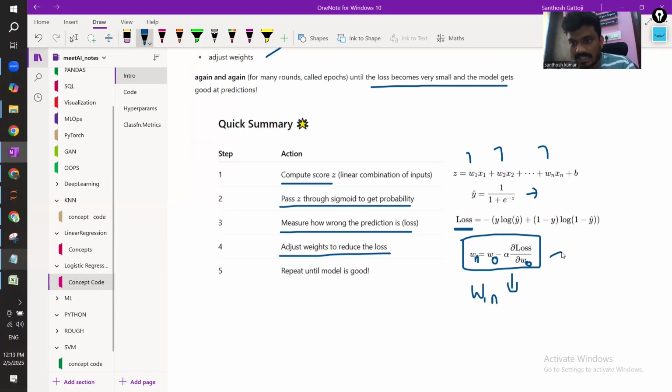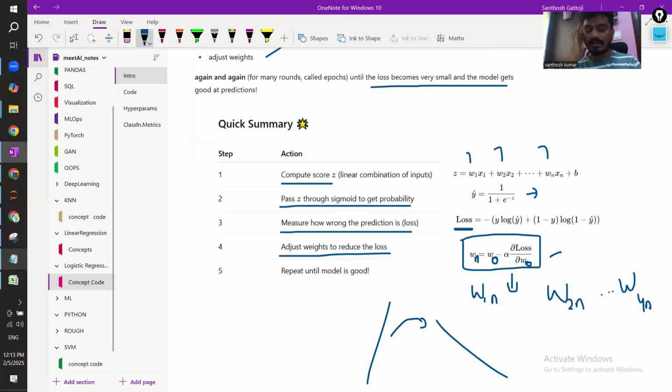Similarly, you will have the same equation and you will get the W2 new value. Like that, let's say W4 new value. So four new values, that means you got a new line. Earlier the line was this one. From there, now your line became this. When you're changing the line, everything will change.